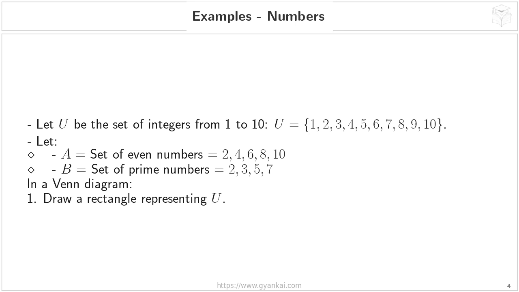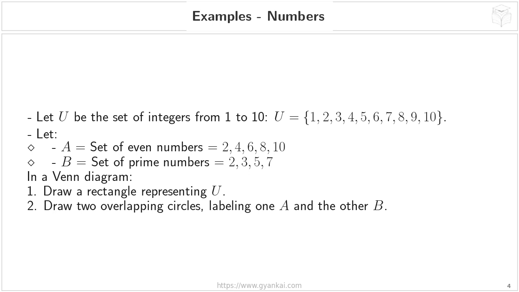Step 1. Draw a rectangle, and remember, this rectangle represents our universal set, U, containing all the numbers from 1 to 10. Step 2. Inside that rectangle, draw two overlapping circles. Label one circle A for the set of even numbers and the other circle B for the set of prime numbers. The overlapping area is crucial as it represents the numbers that are both even and prime.